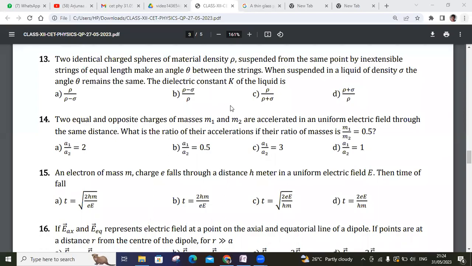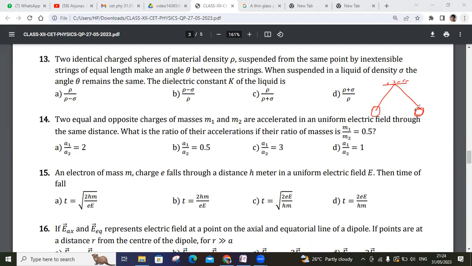So till now we have done with 12th question. Now I will continue with 13th question. So 13th question is: two identical charged spheres of material density rho suspended from the same point by inextensible string. Right. So two strings are there and two identically charged spheres are there.